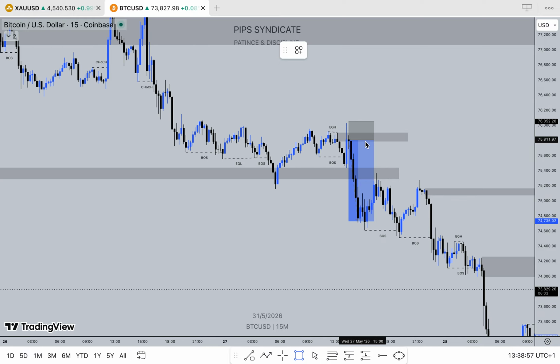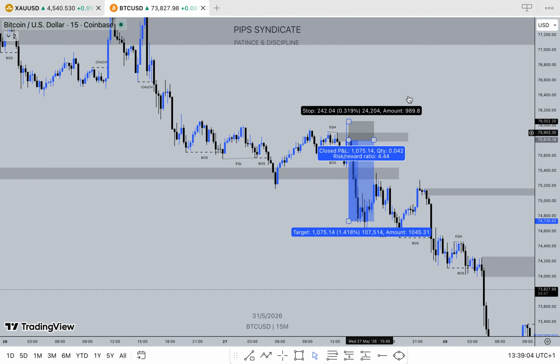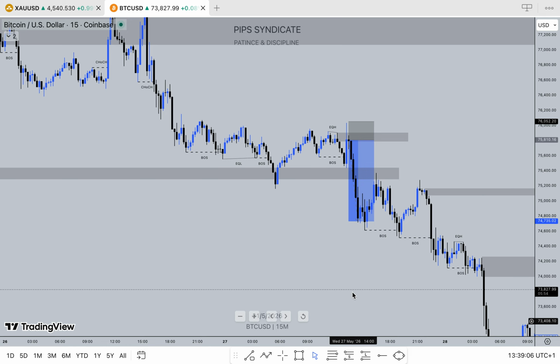It was a 1 to 3 hour trade. Hold on, guys, it was a 1 to 4 rather. As you can see, a 1 to 4 trade.